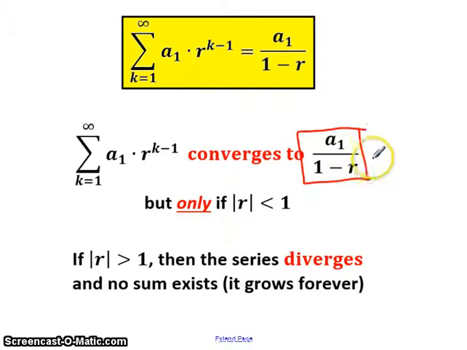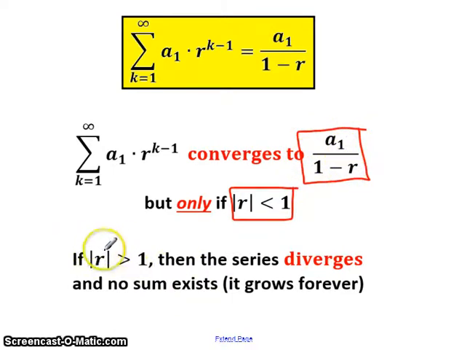Probably the simplest formula we have so far, and the most complicated situation. So as long as the magnitude of r is less than 1, my series is going to converge to a number.